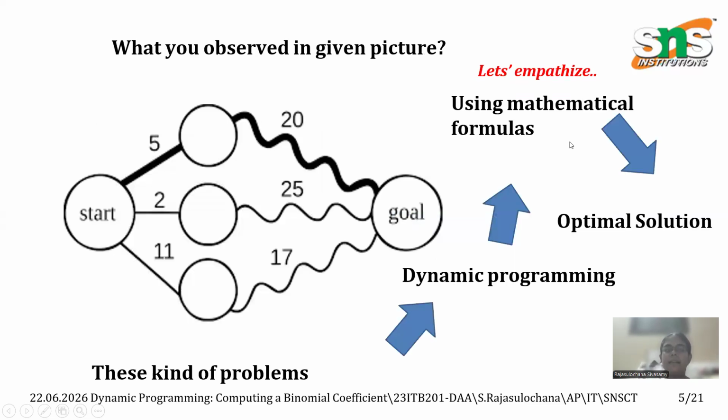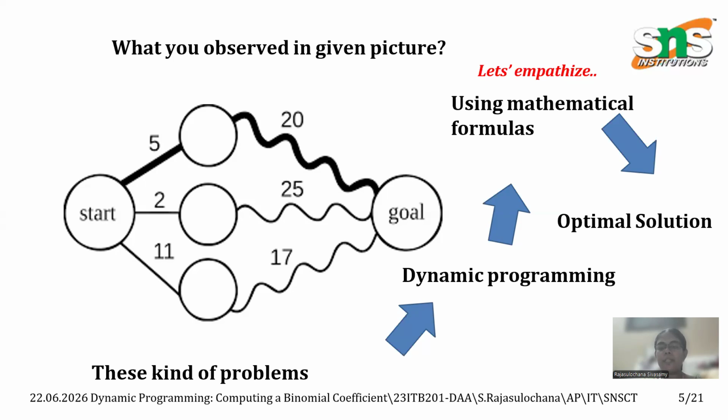So now look at this graph. What do you observe from the given picture? You want to reach the goal node from the start node. Between the start node and goal node, you have several intermediate nodes. If we take the problem as reaching the goal node from the starting node, the intermediate nodes are considered as subproblems.